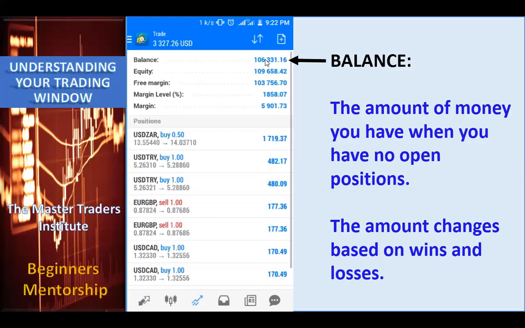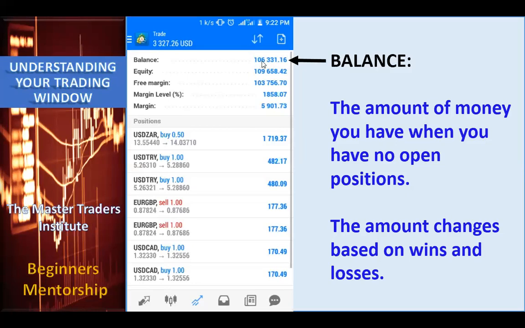So this is a proper screen of MetaTrader 4. Before you do that, what exactly does everything mean? We start with the balance. The balance is the amount of money you have when you have no open positions. So whenever you open your MetaTrader 4 and you see balance 500, and the currency that your MetaTrader 4 is in is dollar, it means that you have a balance of $500.